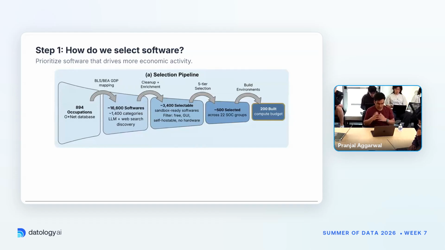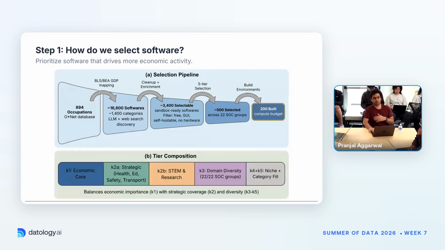So we had some kind of filtering as well. For example, we cannot create environments for licensed software applications. But eventually, based on our compute budget, we chose 200 different software. And just to give you an idea, it's not only the highest economically driving, it's more about coverage.